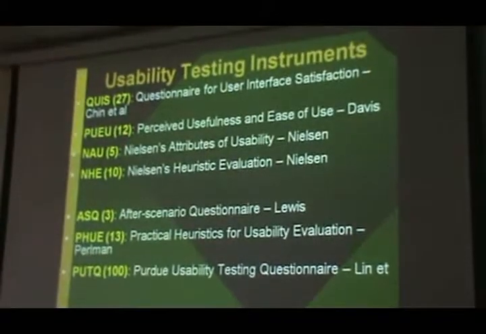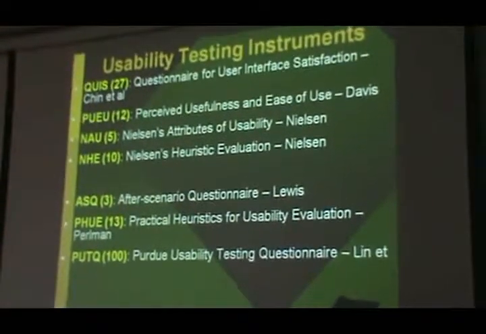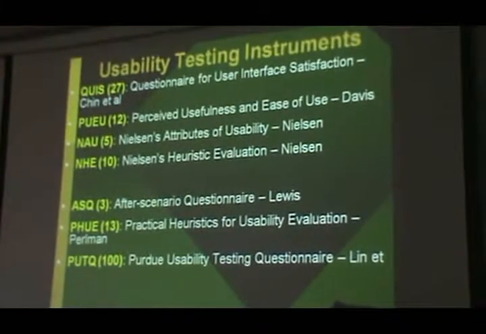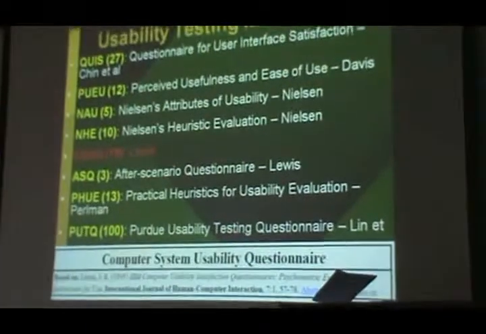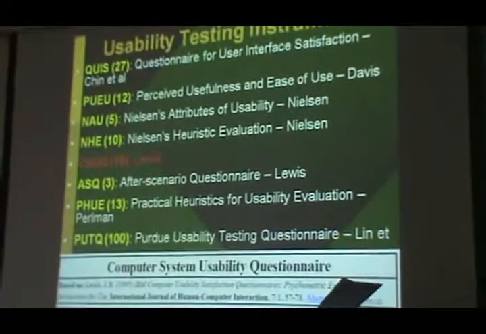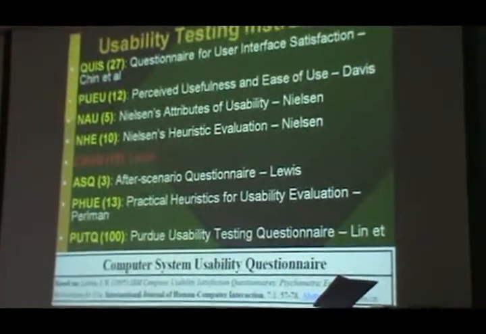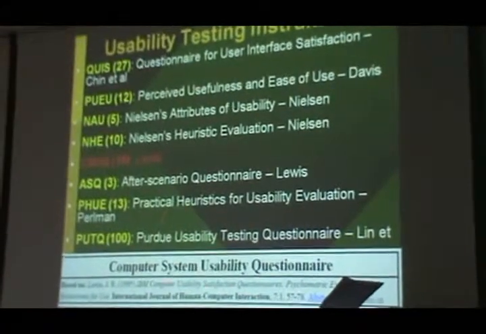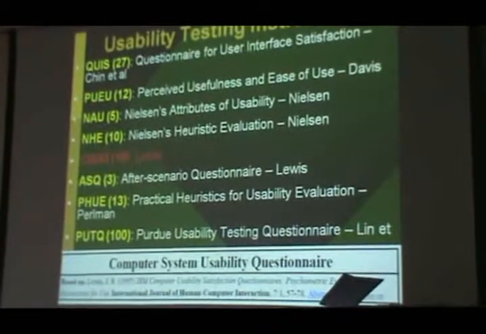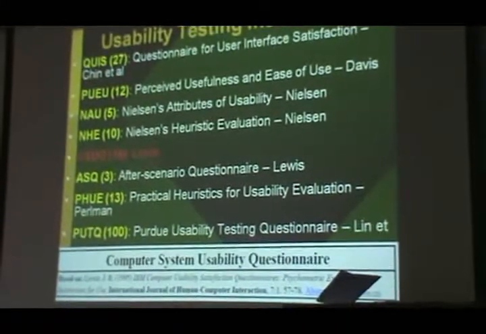The ones which had only these 12, 5, 6, 10, 13 items, that's also not very good for me. So ultimately, I selected one testing instrument known as the Computer System Usability Questionnaire. This is a tried and tested system in the IBM computer labs, and this is the system which I used. This had only a 19-item questionnaire.